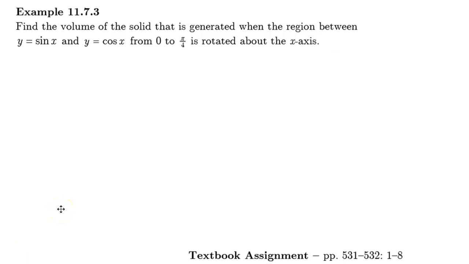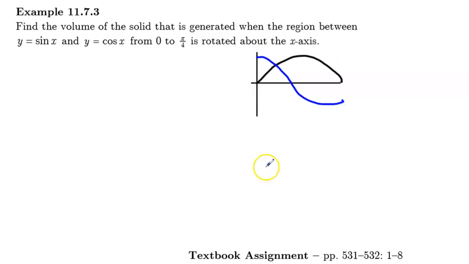In this video, we're going to find the volume of a solid of revolution that is generated when the region between two curves is revolved about the x-axis. So let's take a look at 11.7.3 here and start off with a visual, because the visual is always very helpful for deciding what exactly is going on. We're looking for the region between y equals sine x and y equals cos x from 0 to pi over 4. Here is one half cycle of sine x, and in a different color, here is a half cycle of cos x.